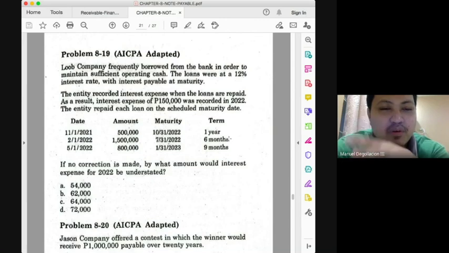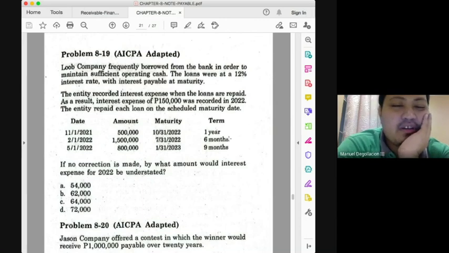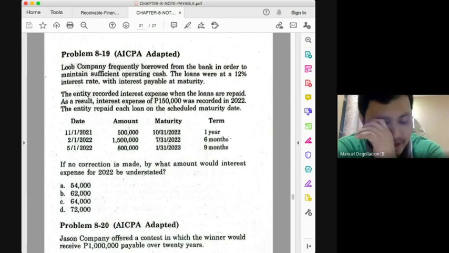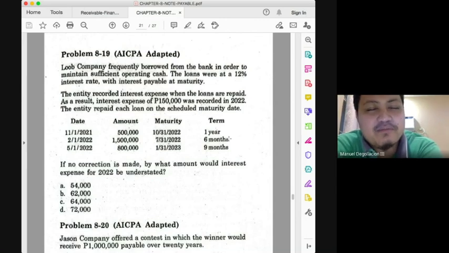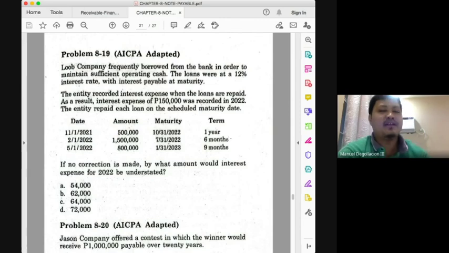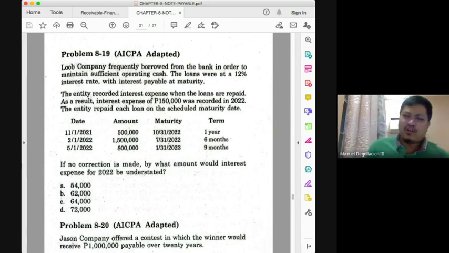Since we only recognize the interest expense on the date of payment, by October 31, 2022, we have recognized an interest good for 12 months. And how much would that be? You have 500,000 times 12%, which is the rate for all the promissory notes. That will give us 60,000. So for this promissory note, we have recognized an interest expense in the amount of 60,000. That's good for 12 months.